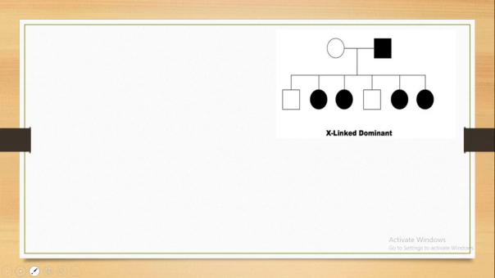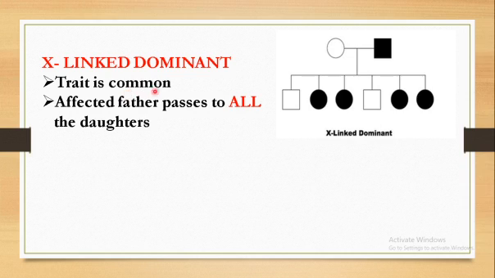Now, X-linked dominant. This trait is quite common. This is a very common feature which is seen here. An affected father passes it to all the daughters. When a character, maybe a disease, has its gene present in the X chromosome, and it is present in one of the X chromosomes, then it is likely to be expressed or shown.